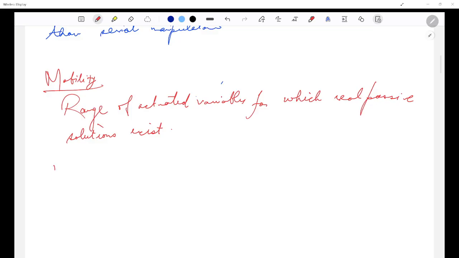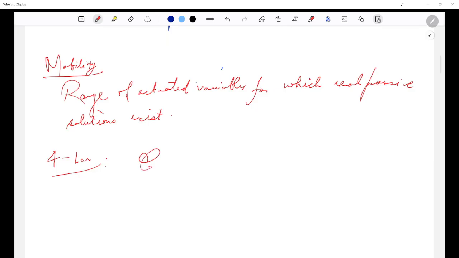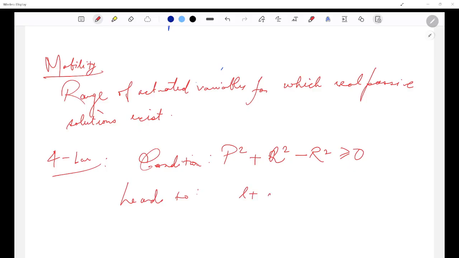We already saw the 4 bar, right? And what do we have there? We have the condition p square plus q square minus r square should be greater than or equal to 0. And it leads to L plus S being less than P plus Q. That is the Grashof criterion. I hope you have already gone through it.